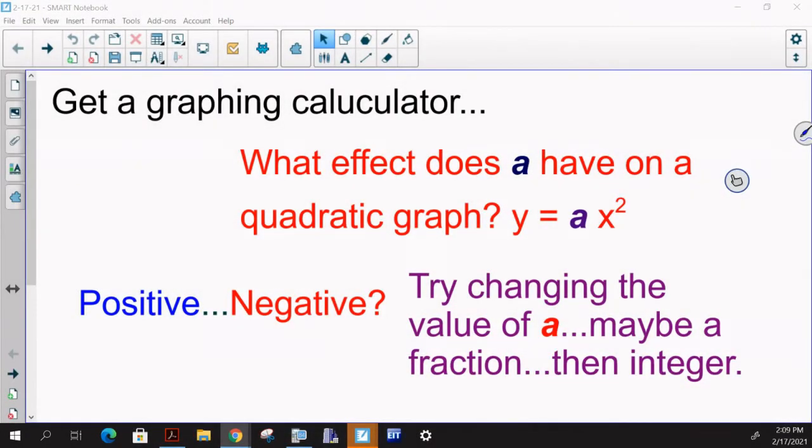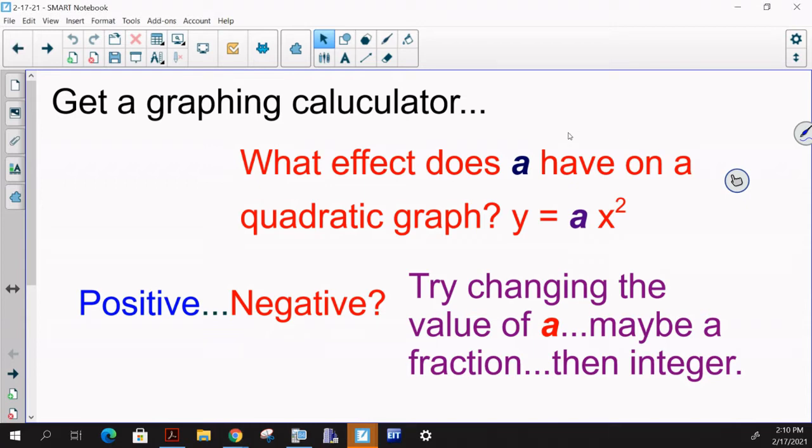So take your calculator, please, and we're going to experiment just a little bit with the calculator, see what we can come up with. What we want to know here is what effect does A have on a quadratic graph? Remember, y equals ax squared. We want to go in our graphing calculator and change the value of A a little bit, maybe trying a fraction or an integer to determine what effect A has on that quadratic graph.